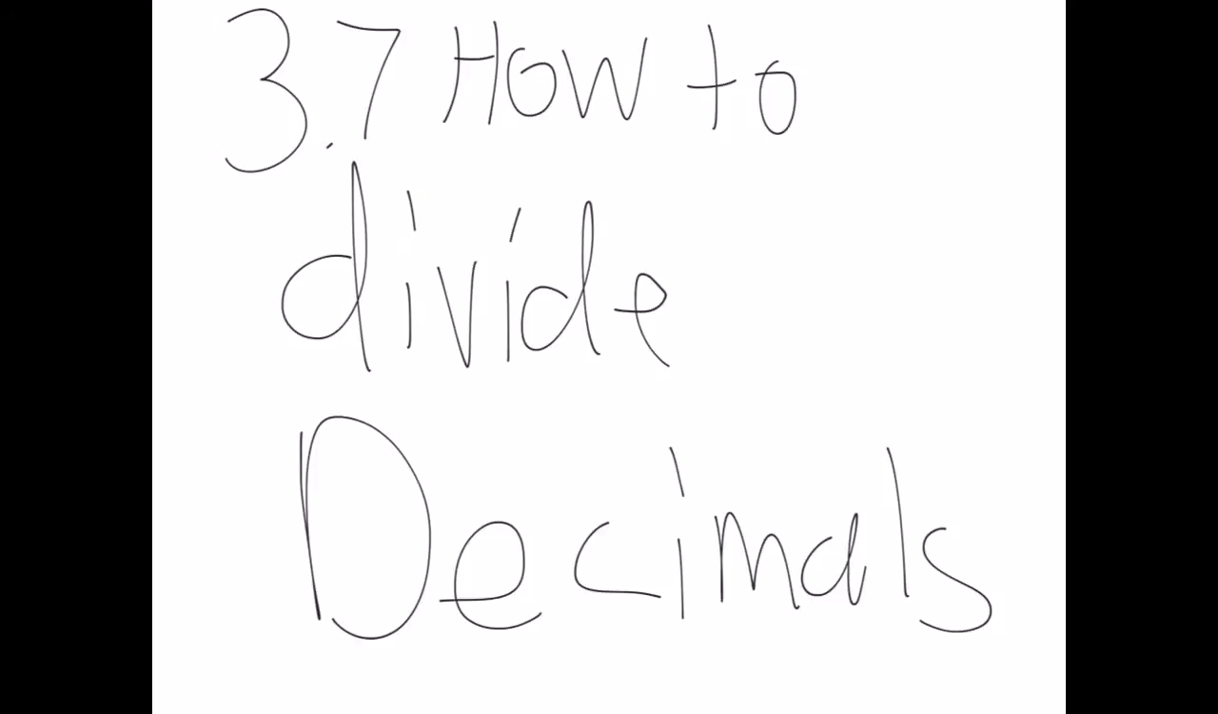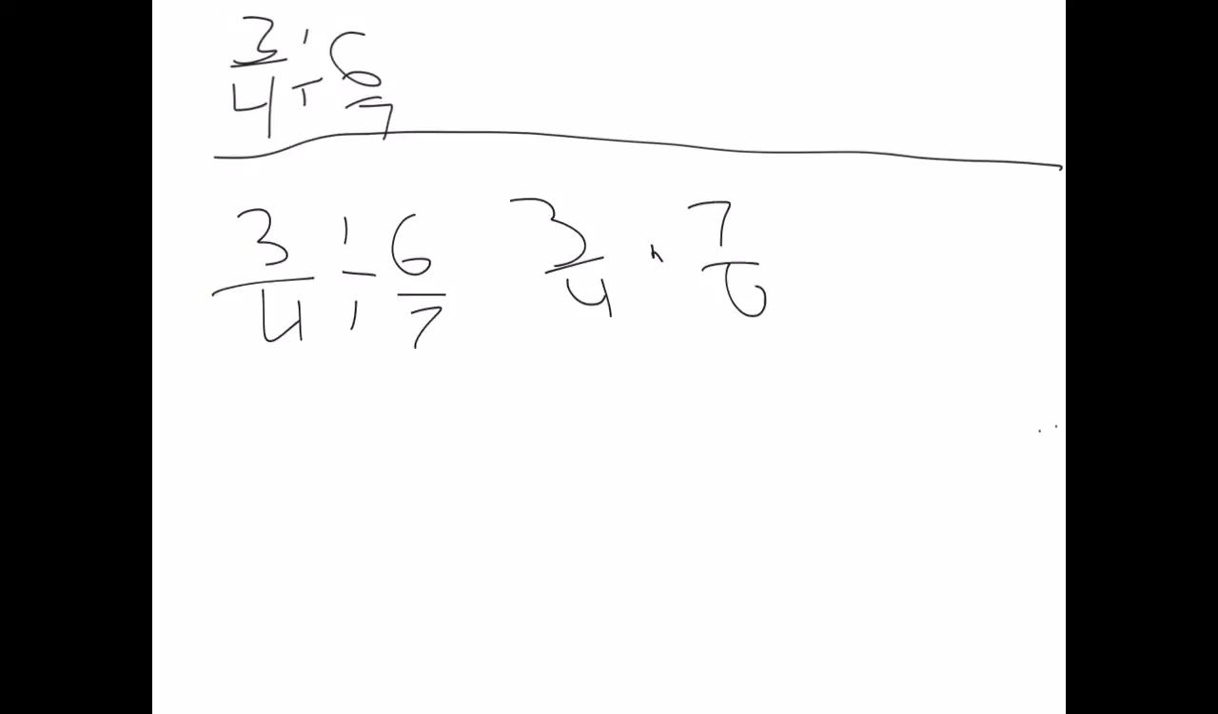Lesson 3.7, how to divide decimals. 3 over 4 divided by 6 over 7. So what you're going to want to do is flip the second fraction over. So it would be 3 over 4 times 7 over 6. Since you flipped it, that's why you would do times. And then you solve it like a normal multiplication.